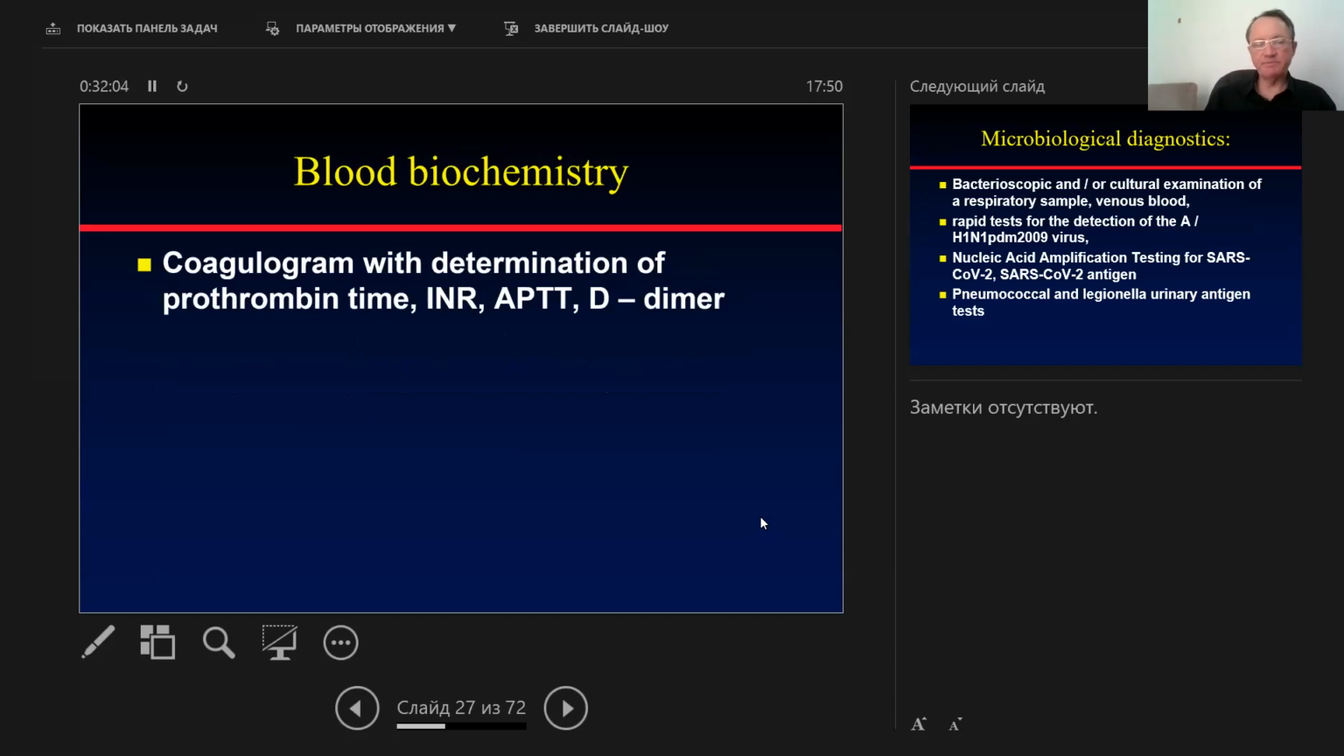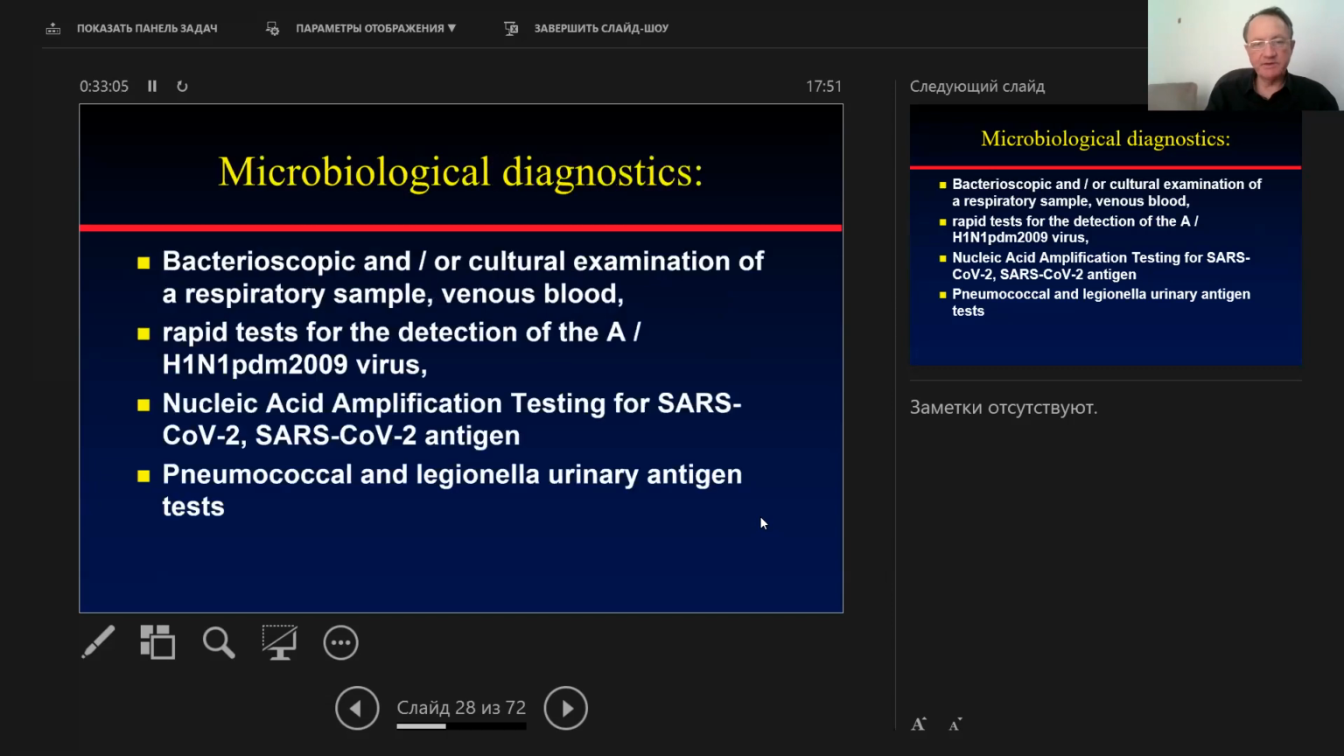And very important is the so-called coagulogram with determination of prothrombin time, international normalized ratio, thrombin time, partial thromboplastin time, and D-dimer. D-dimer reflects the destruction of fibrinogen and fibrin under the influence of the plasminogen activator of the fibrinolytic system. It's a reflection of microthrombosis, and we should also monitor this parameter. A significant increase of this parameter, more than 3 times the normal level, indicates an unfavorable prognosis for a patient with, for example, COVID-19 pneumonia.